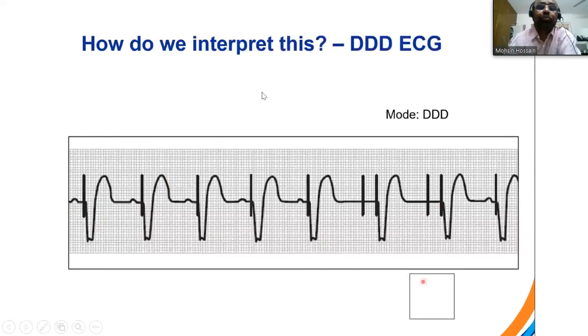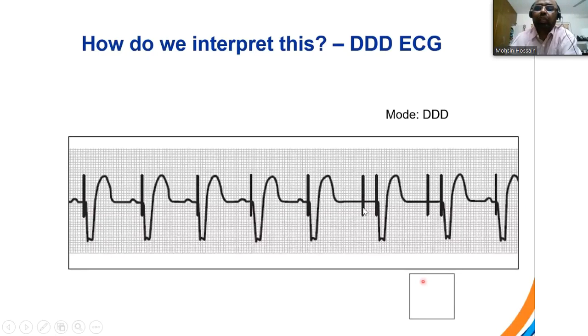How do you interpret this DDD pacing? You can see here there is a spike, P wave, then spike, PR interval, P wave, spike followed by QRS complex, same. In this one, there is a spike, an atrial spike, there is no P wave, there is a ventricular spike and first beat. So in these two beats, we cannot see the P wave. So it could be atrial pacing or not.